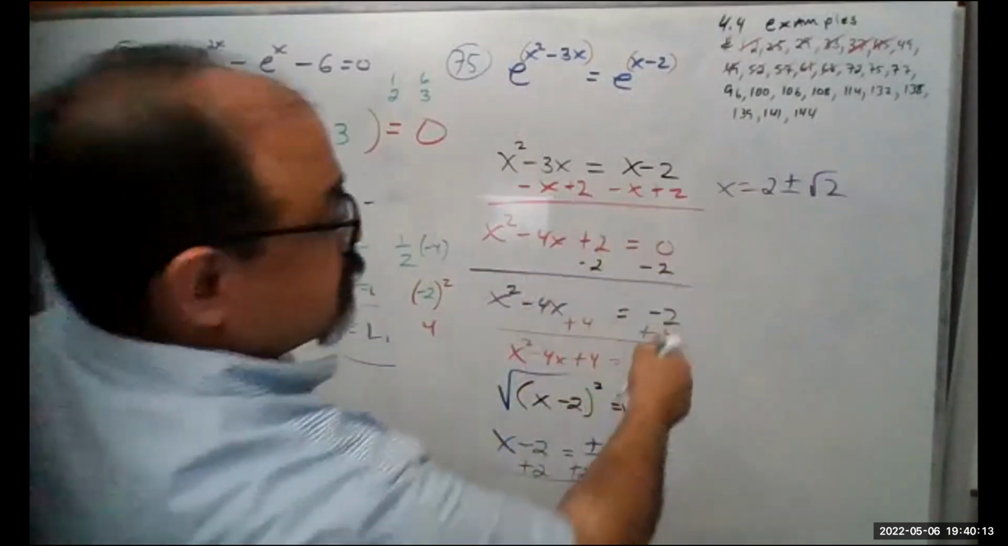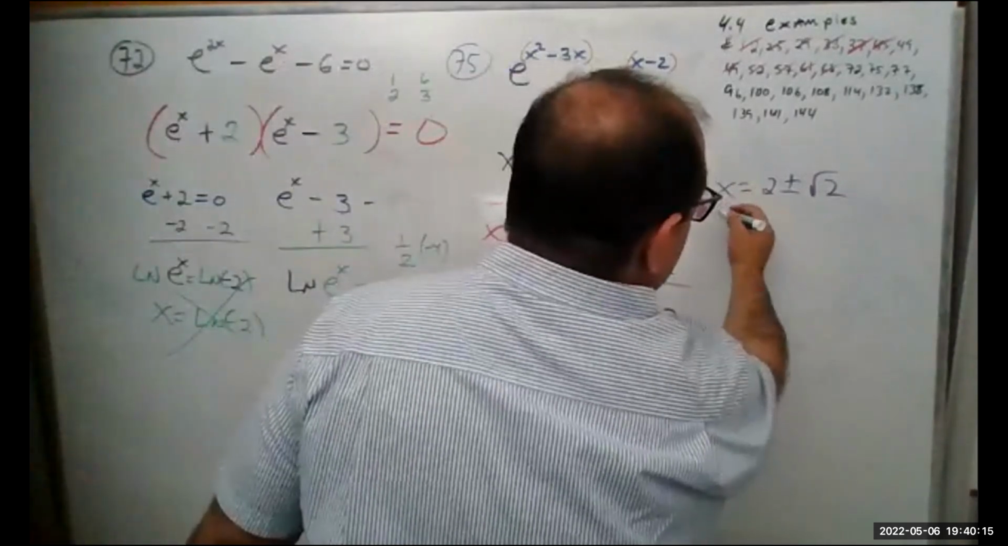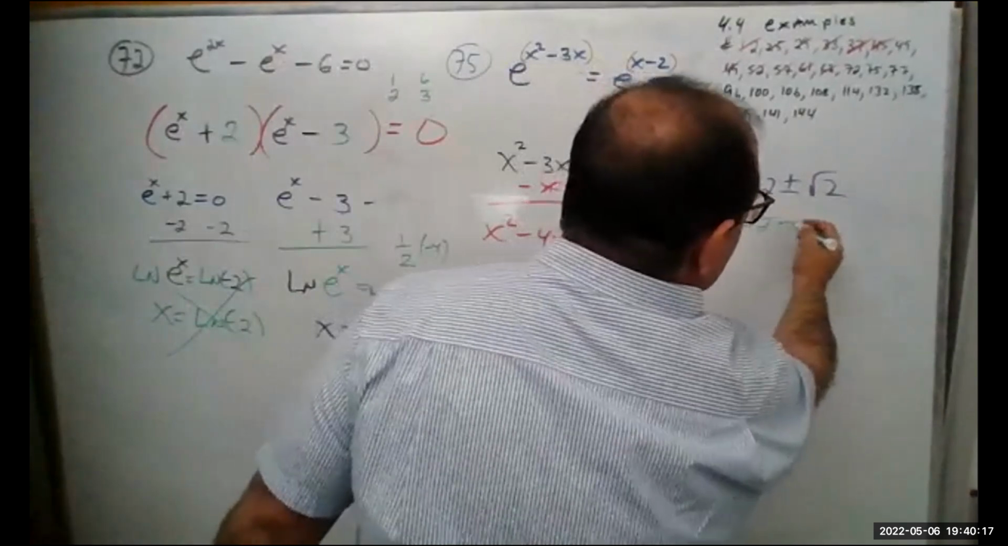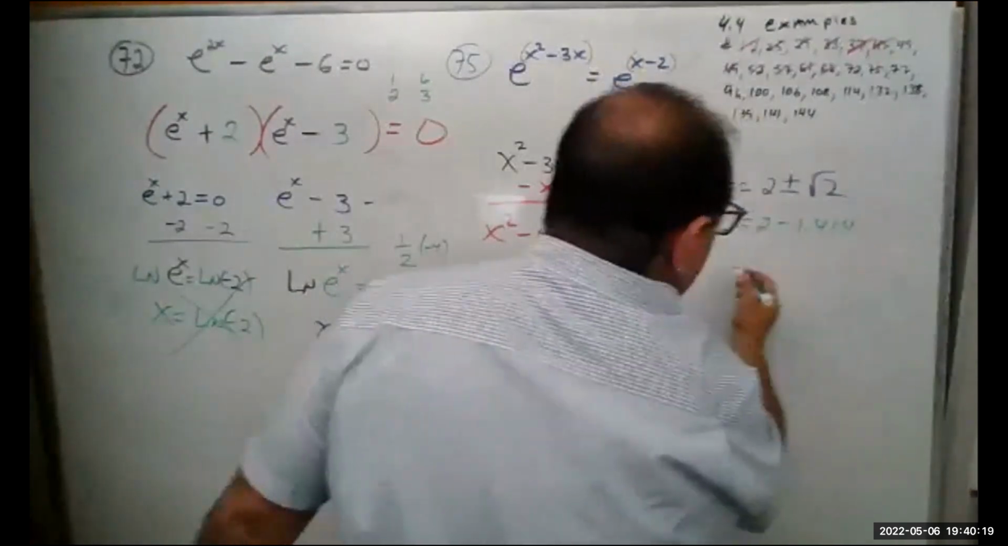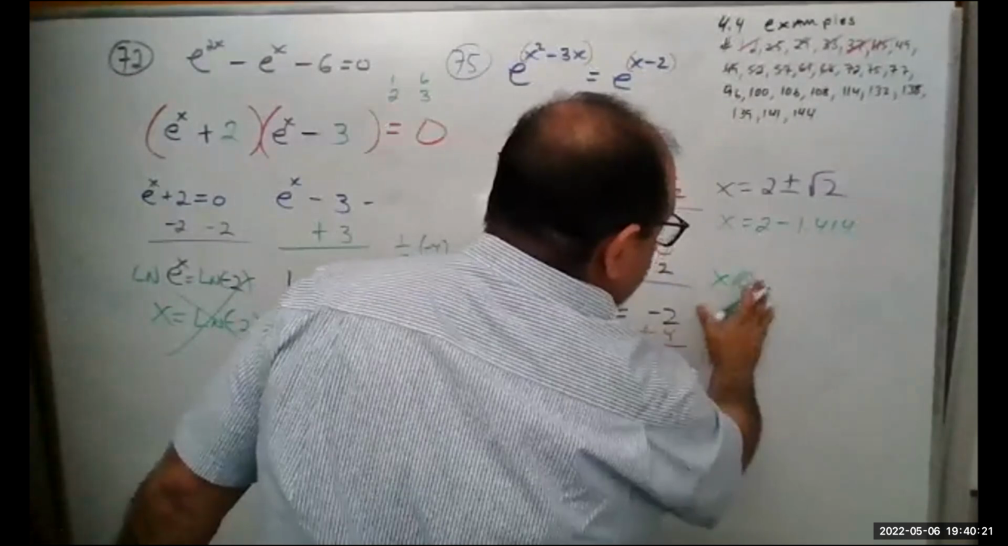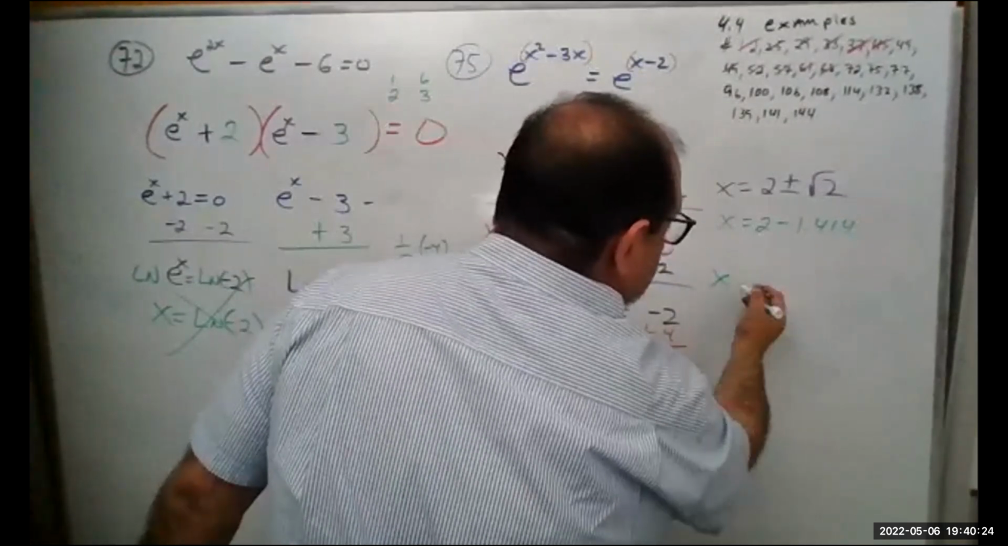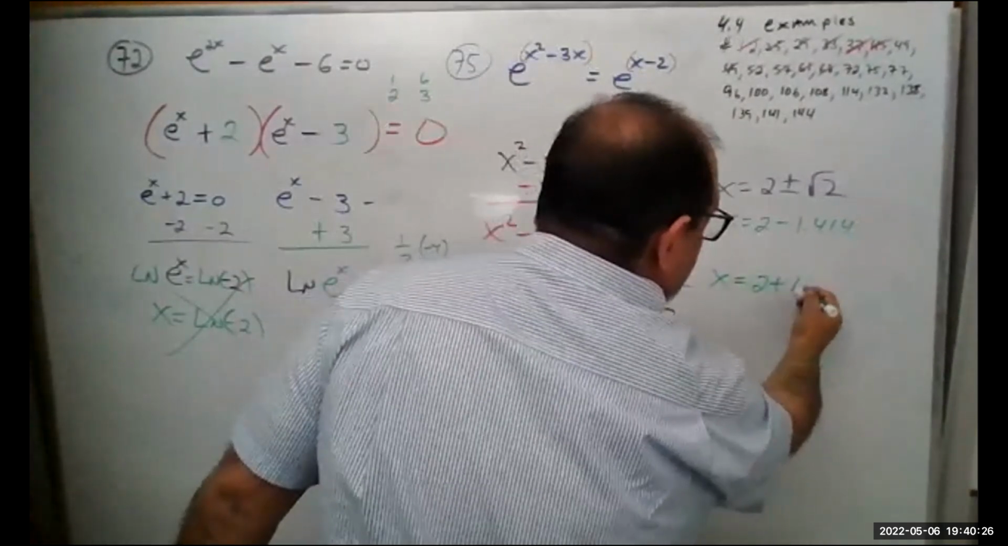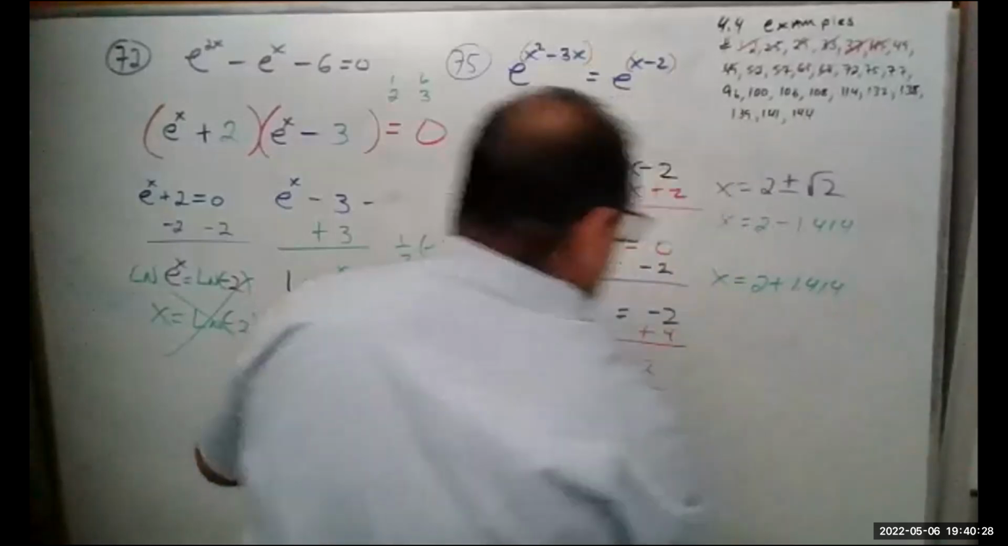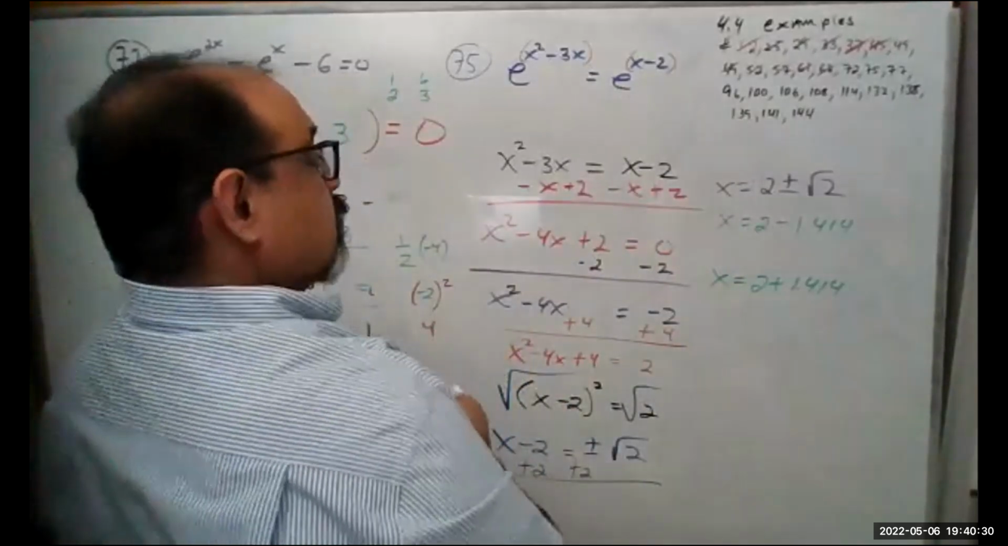So that, using your calculator, is either 2 minus 1.414 or 2 plus 1.414.